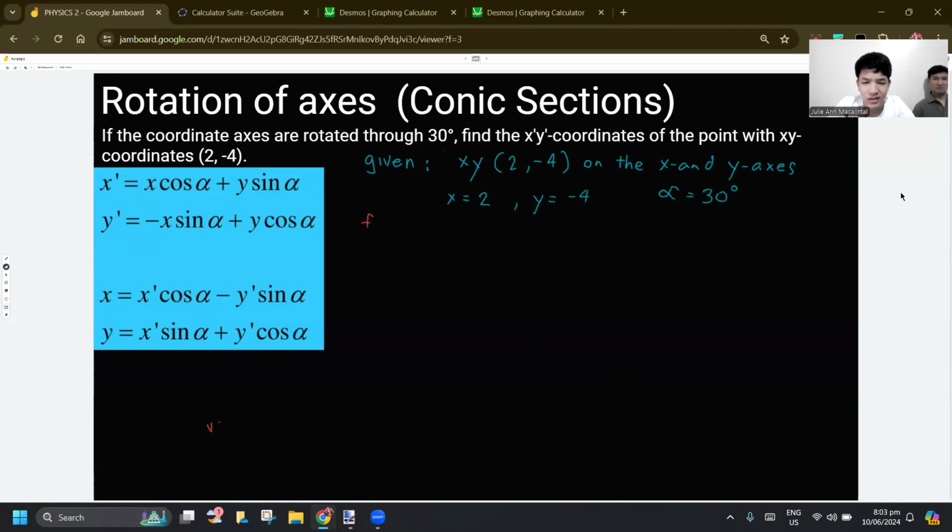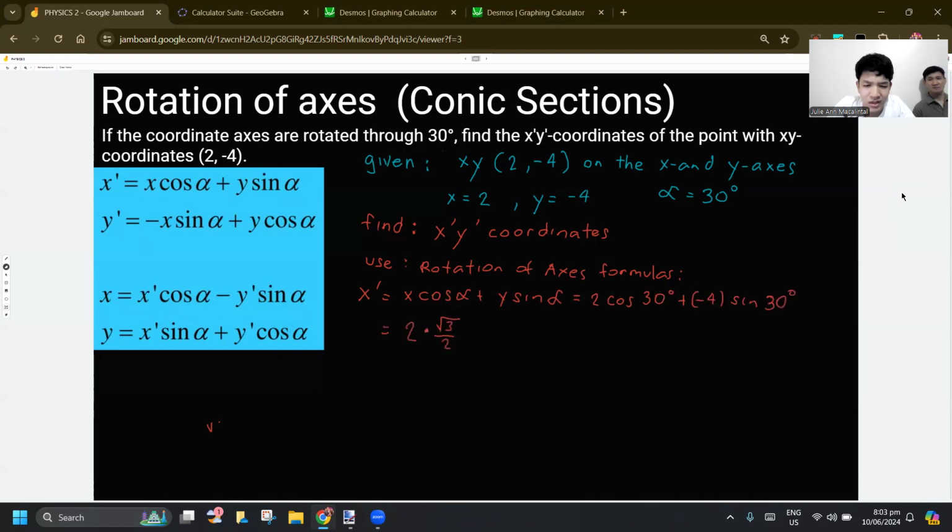And the angle is 30 degrees. x equals 2 and y equals -4. So find the x prime, y prime coordinates. So we're going to use the rotation of axis formula.